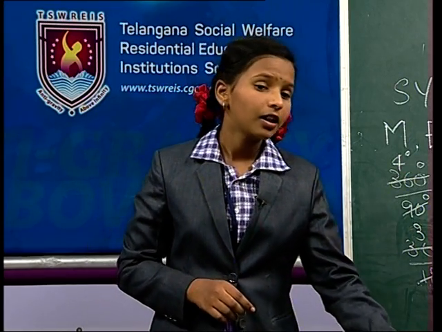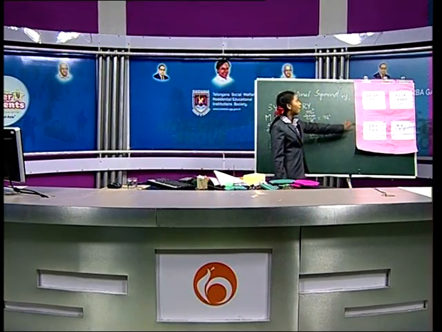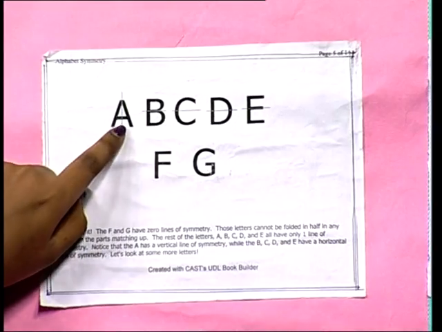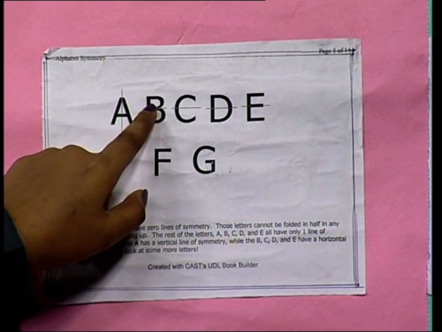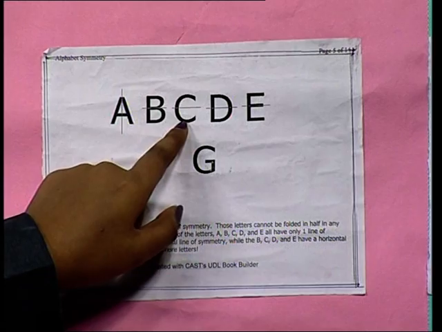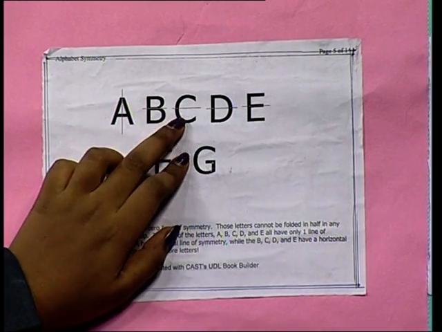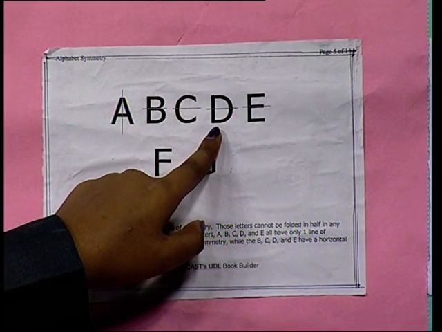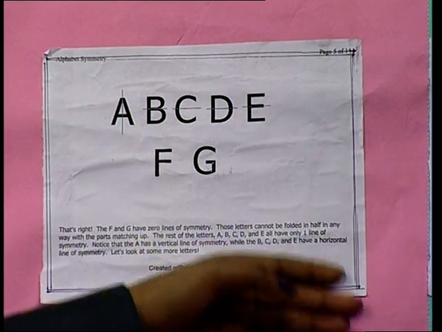Okay friends, let me see in alphabets. For A, it has order 1. That means it can divide. If we divide B in such a way, its order is 1. If we rotate C, if we divide the C, it takes order 1. For D, if it takes 2 mirror images like this.